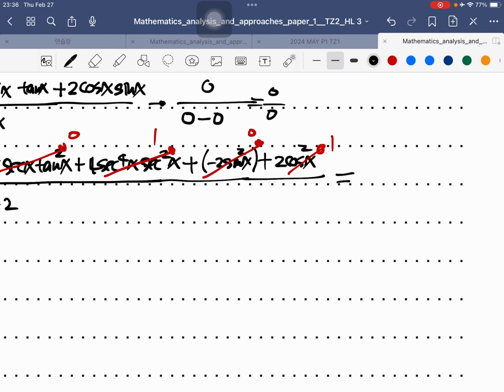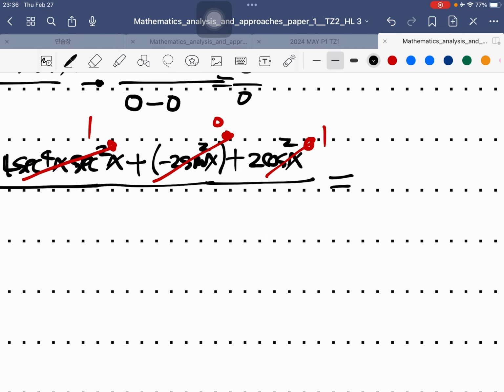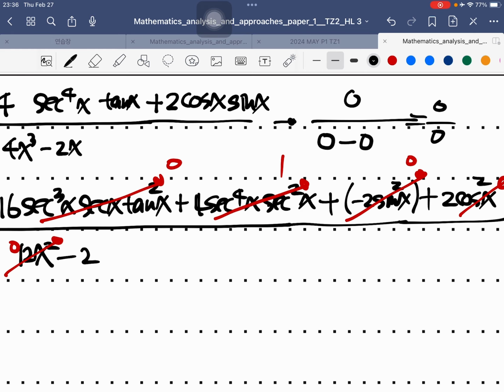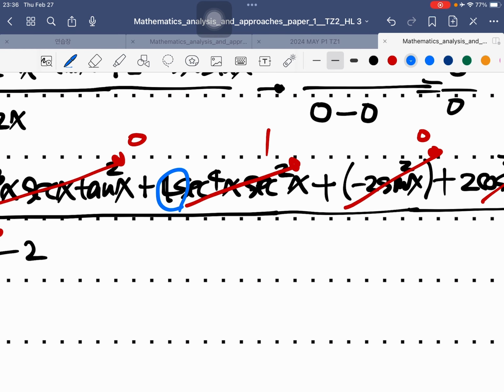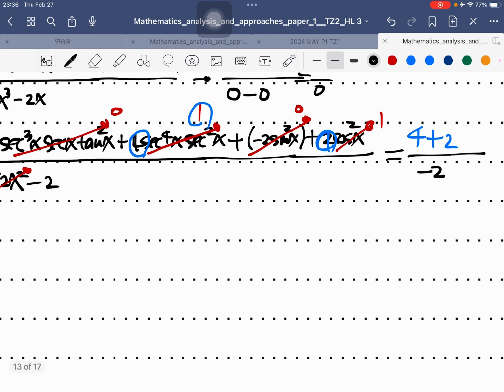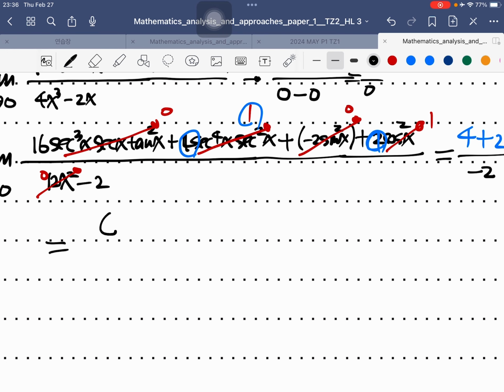So the denominator becomes negative 2. The numerator becomes 4 times 1, which is 4, plus 2 times 2 here, so plus 2. So it's going to be 6 over negative 2, which equals negative 3.